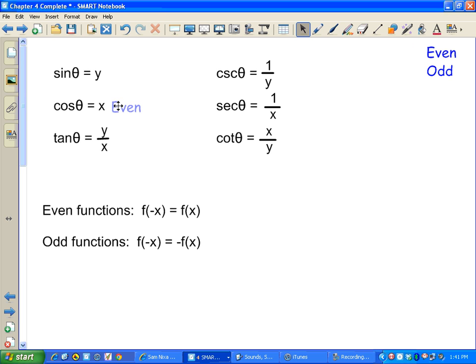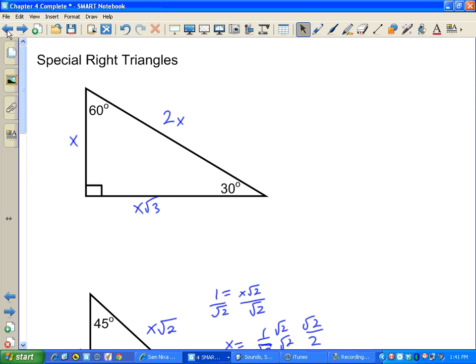Okay, so even functions would be cosine, therefore secant is. Our odd functions are anything that has a sine in it. And technically, since sine is y, tangent, you could think of it as the sine divided by the cosine. Cotangent would be cosine divided by sine. So these are odd functions also. Remember, odd means if you put a negative value in, you get the negative of what you would have gotten out.